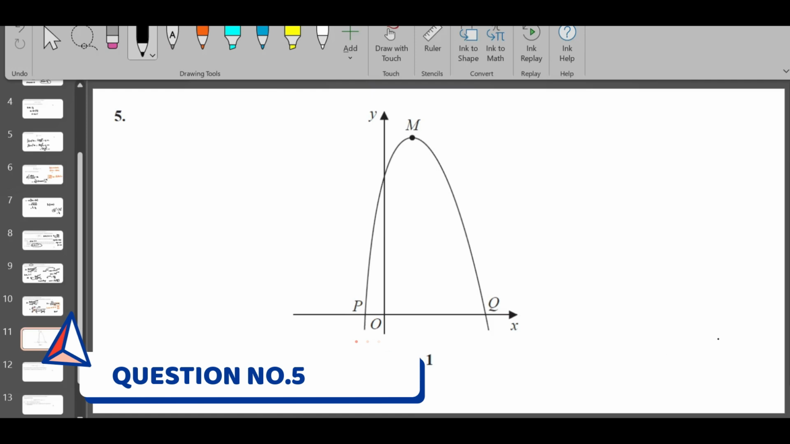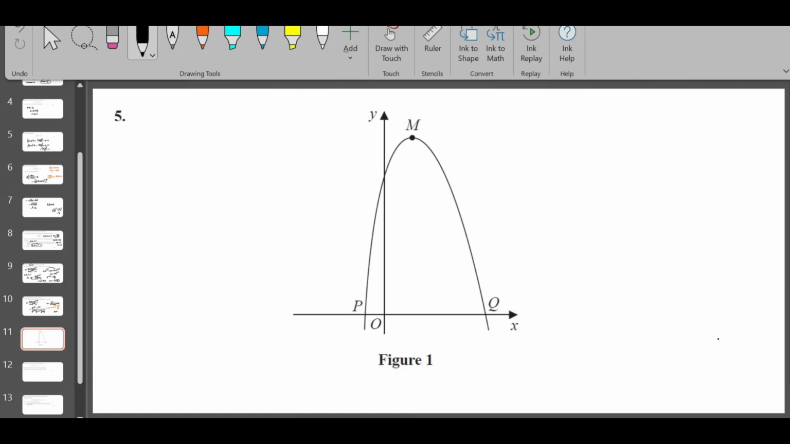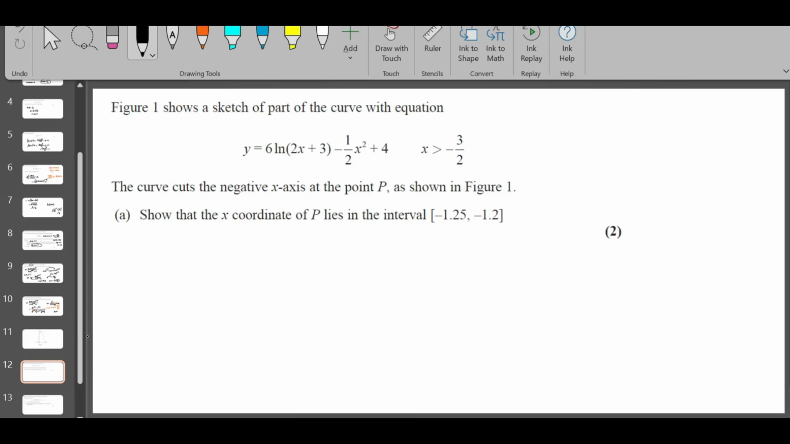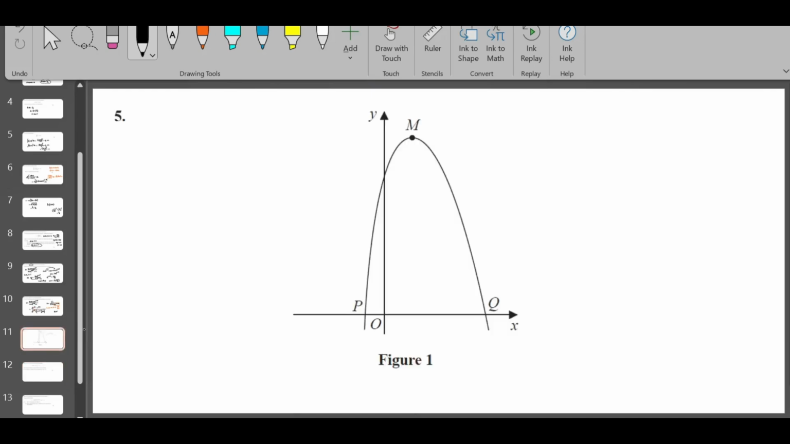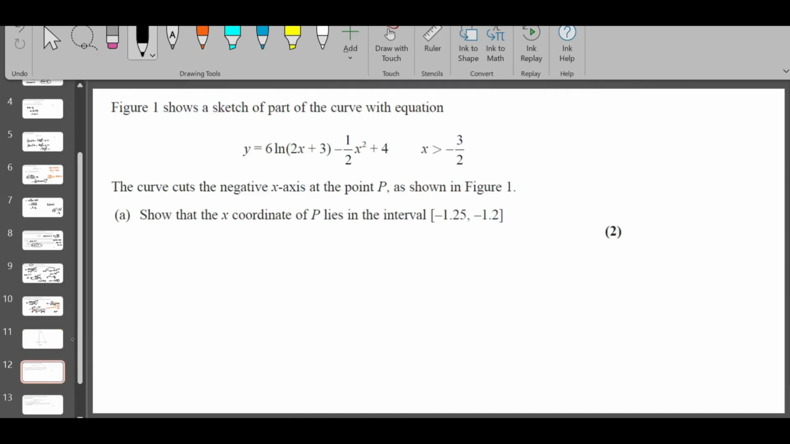We have a diagram given, looks like a quadratic function. We have a stationary point M and two x-intercepts P and Q. Let's read the question. Figure 1 shows part of the curve with the equation y is equal to this, x is greater than minus 3 over 2. The curve cuts the negative x-axis at P as shown in the figure. Then show that the x-coordinate of P lies between this.